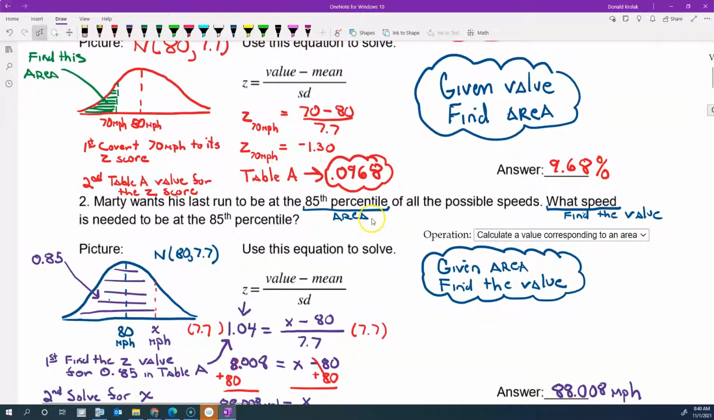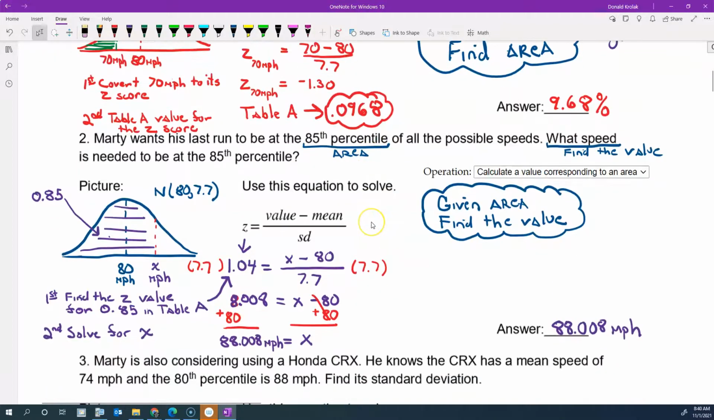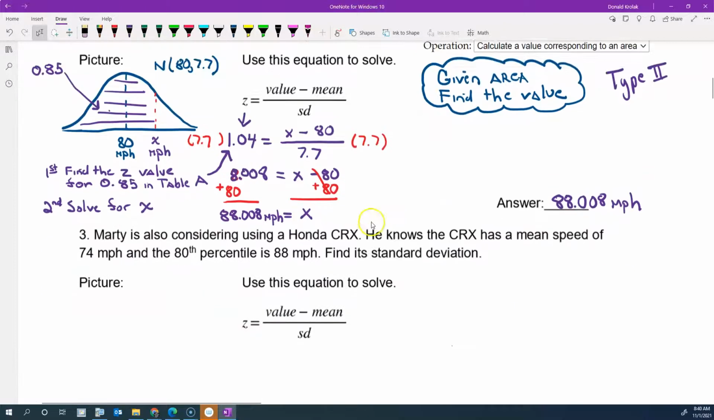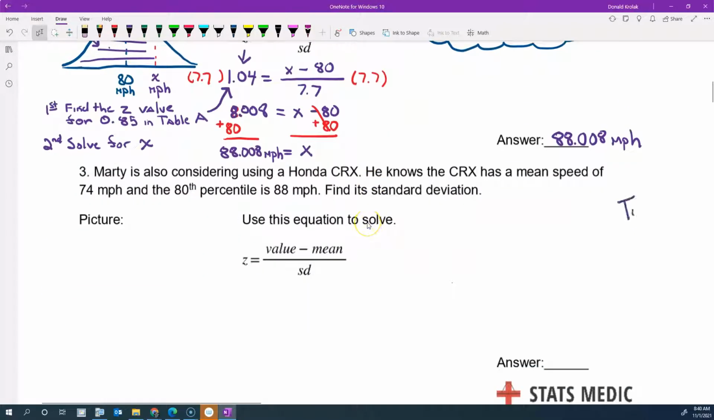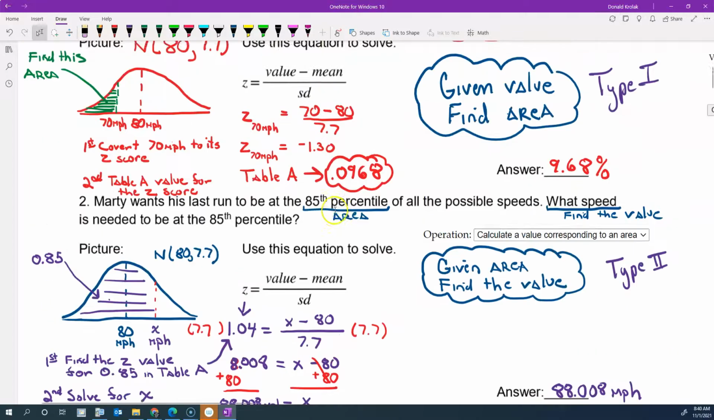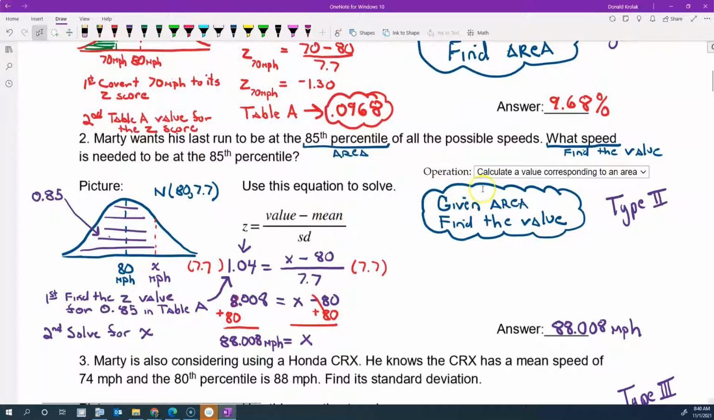All right, so we got this, we'll call this like type 1 problem. Find the area. Type 2, find the value. And now type 3 is going to be different. But before we do that, let me show you how to do this one on the applet.